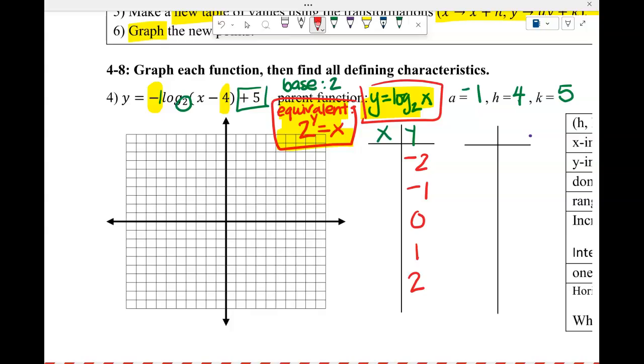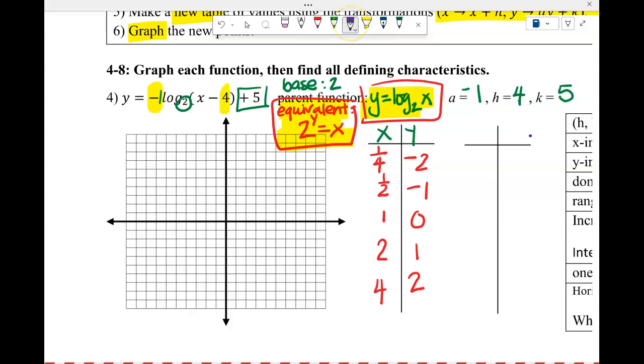So 2 to the negative 2 is going to be 1/4. 2 to the negative 1 is 1/2. 2 to the 0 is 1. 2 to the 1 power is 2. 2 to the second power is 4. So those are your parent function.